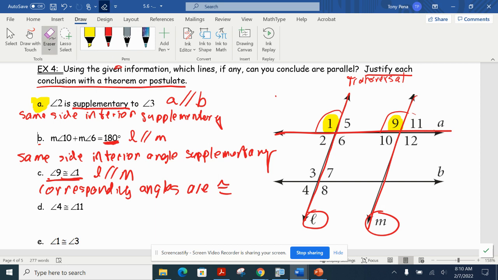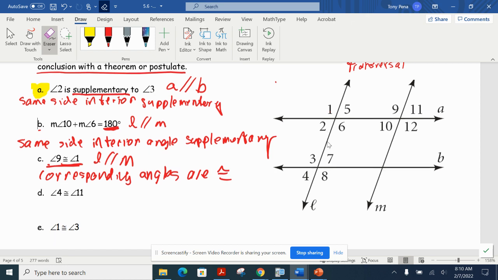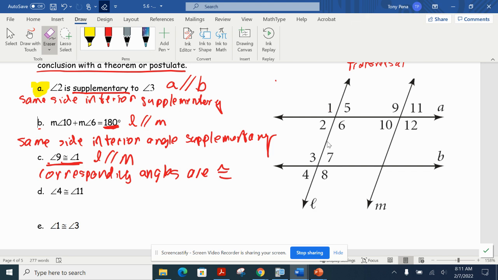So real quick, take a few minutes, look at letter D, letter E, find those angles, compare them, see what you think. And if you think that proves something, then go ahead and write what theorem you use to actually justify that.